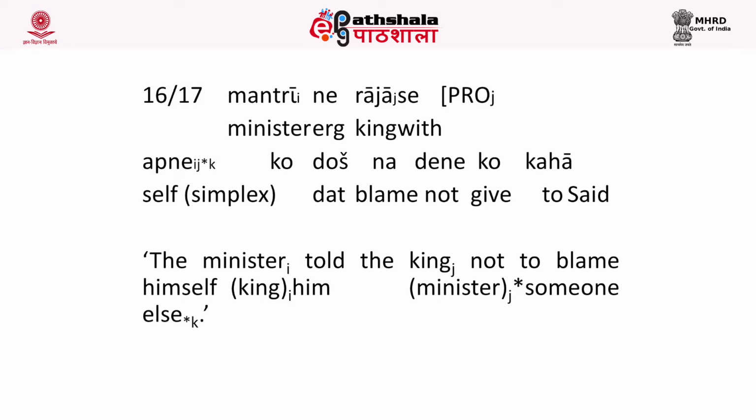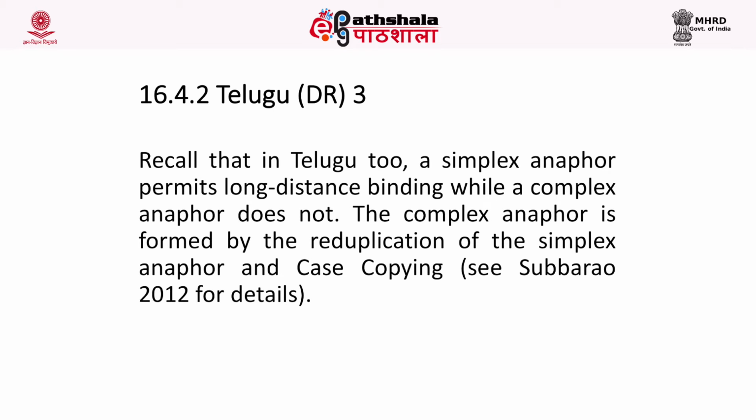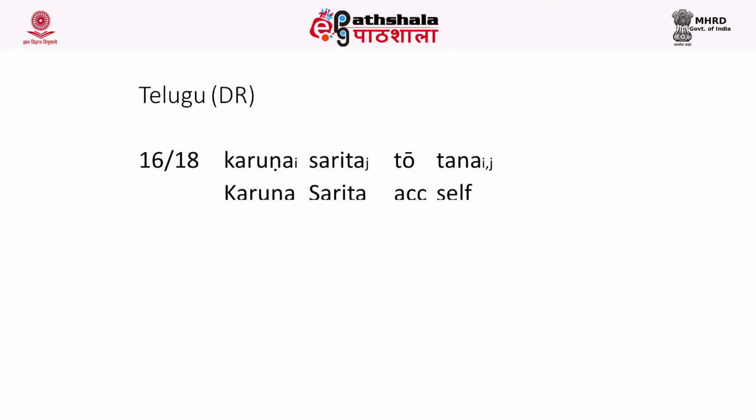So, therefore, the anaphor apne ko occurring in the embedded clause may refer either to a local antecedent or to a long distance antecedent. Recall that in Telugu too, a simplex anaphor permits long distance binding, while a complex anaphor does not permit long distance binding. Let's take sentence number 16.18. In 16.18, the anaphor tanamida, self on, permits long distance binding.